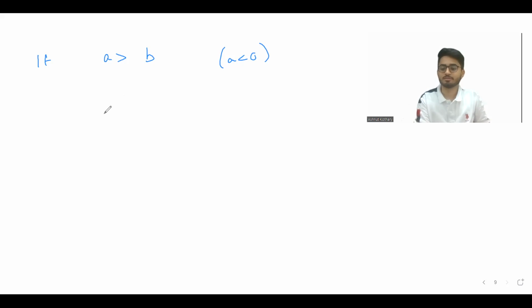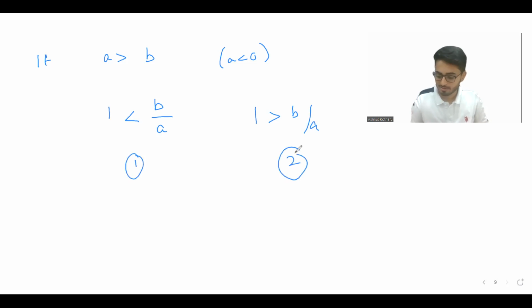A by A is 1, okay? And here it is B by A. Greater than or less than? Option 1: 1 is less than B by A. Option 2: 1 is greater than B by A. All of you post it. Which of these is correct, the first one or the second one?